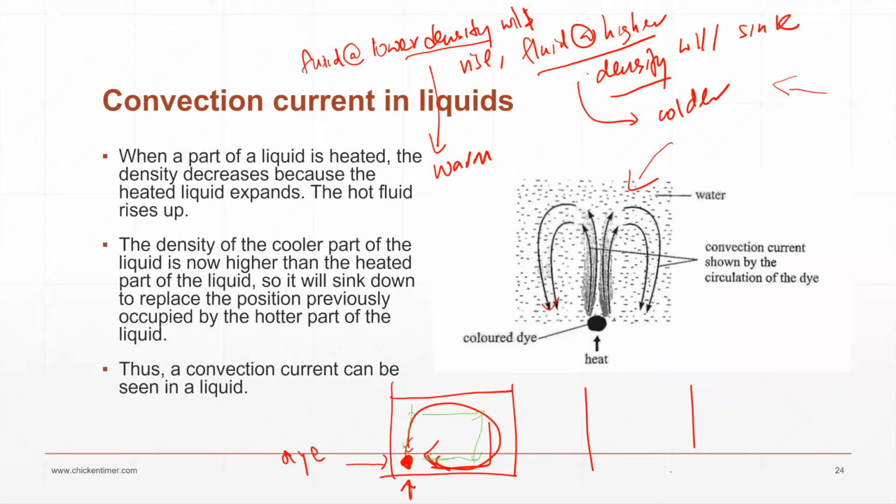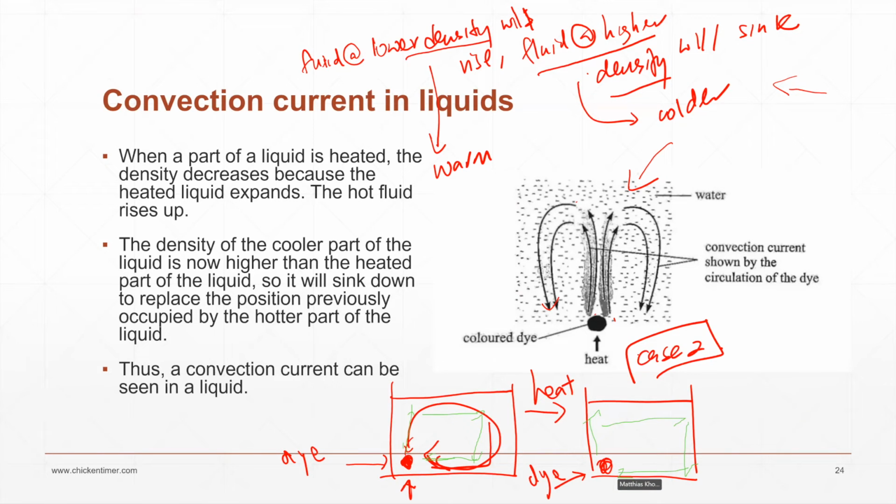Then there will be another situation like this. The dye is still here, then water is here, and then they apply the heat down here. What will happen? Are we going to see a change for this case, the case 2 here? Will there be a change? Will there be a convection current? Notice where I put the heat source.